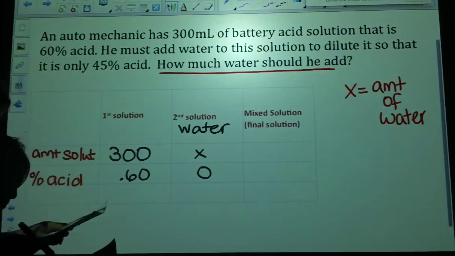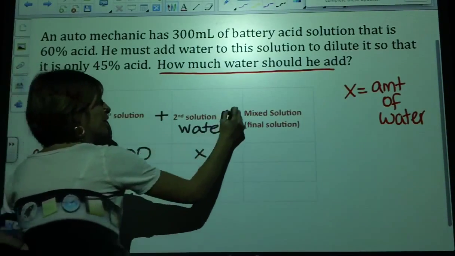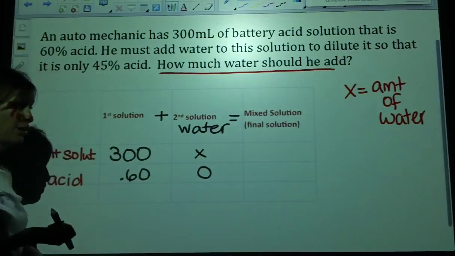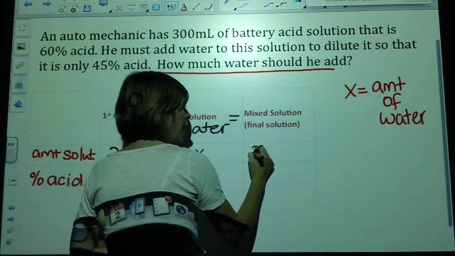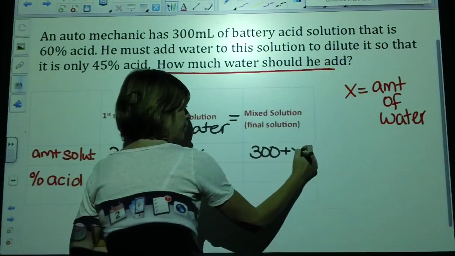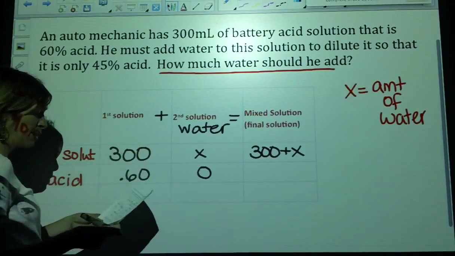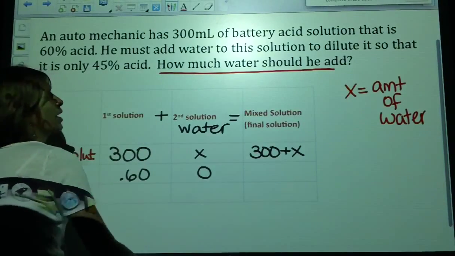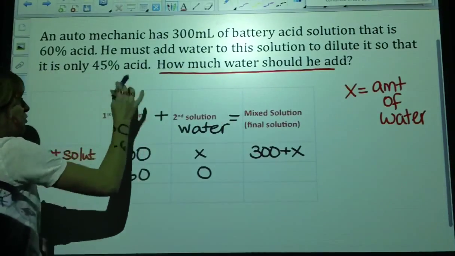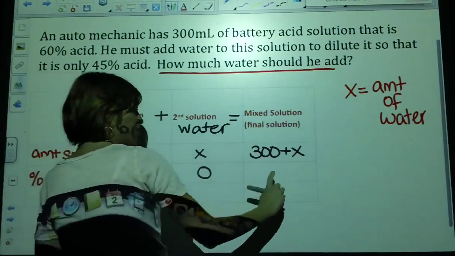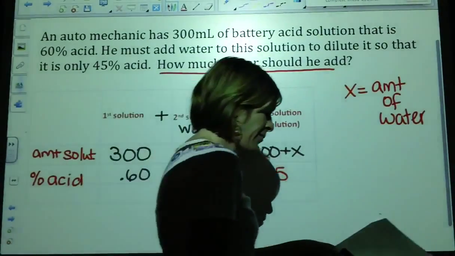Okay? All right. So now, going across, remember it's first solution plus second solution equals the mixed solution, the final solution. All right, so we have 300 plus X would be how much we have in our final solution. He must add water to the solution so that it is 45%. So we want our mixed solution to have a content of 45% acid, okay?